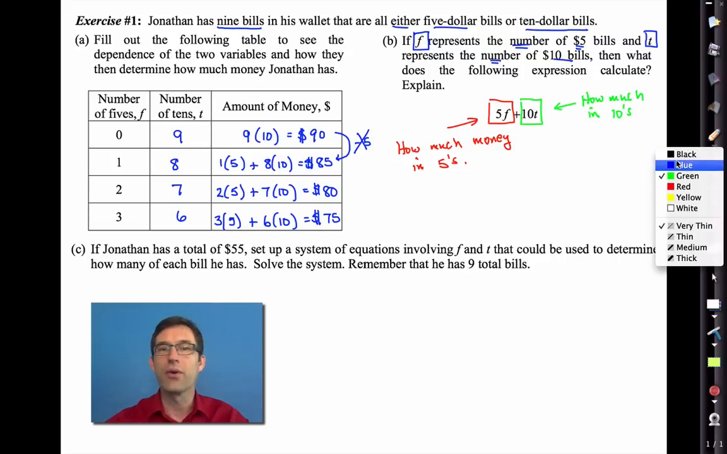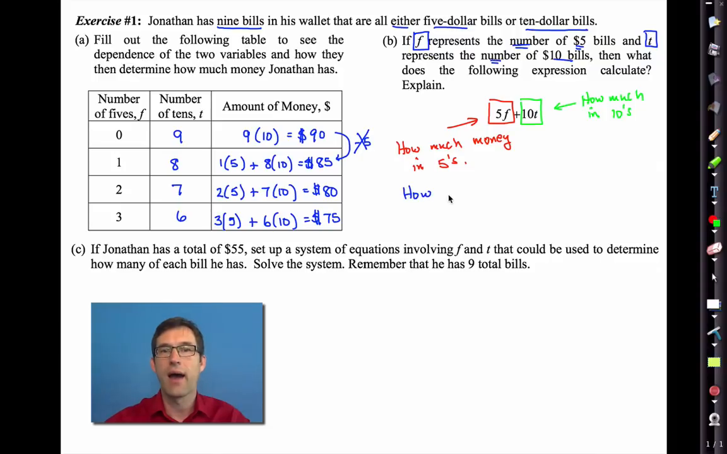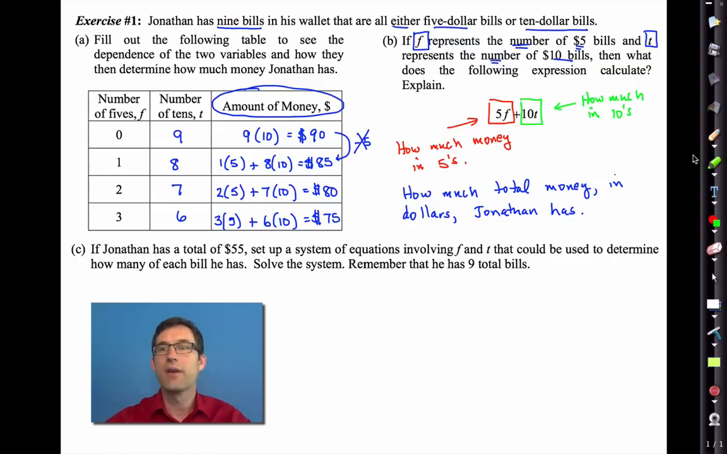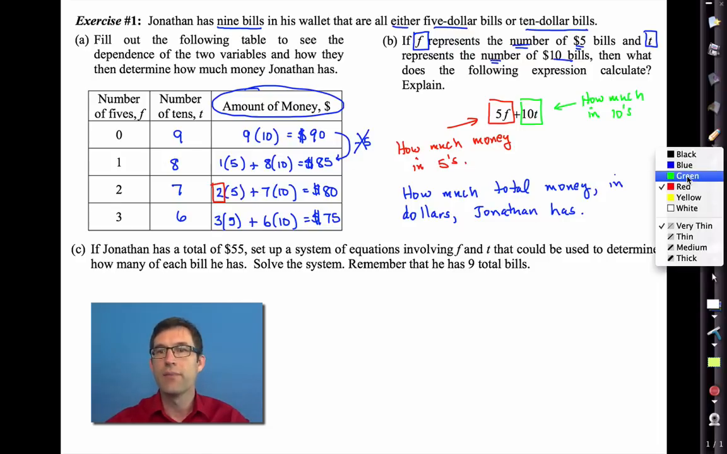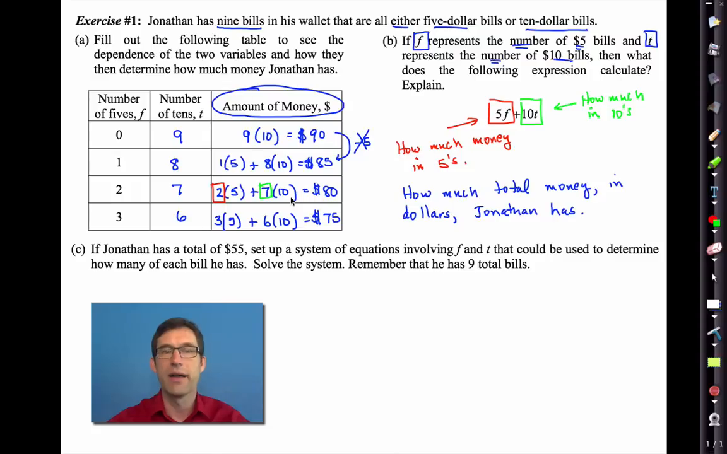So when we add the two together, what we're getting is how much total money in dollars Jonathan has. Right? And if you think about it, that's exactly what we did in our calculation over here. We kept taking the number of fives that we had, multiplying it by 5. Then we kept taking the number of tens that we had and multiplying it by 10, adding them together to get the total amount of money.